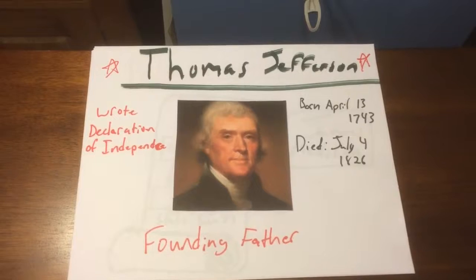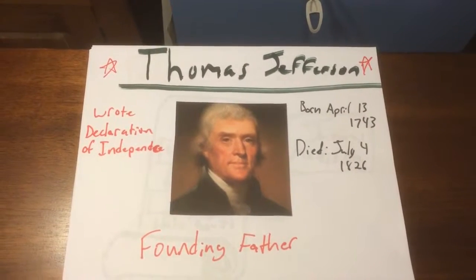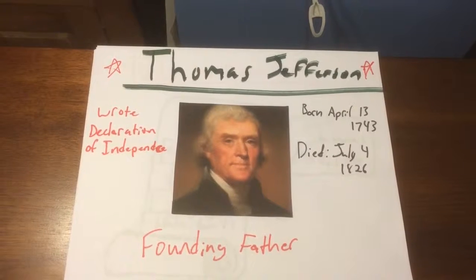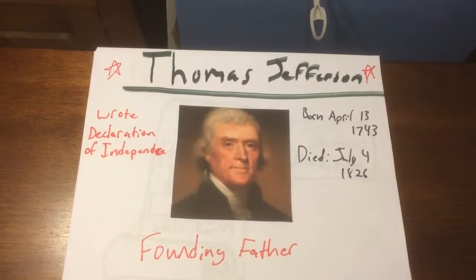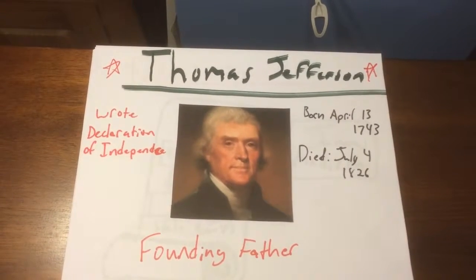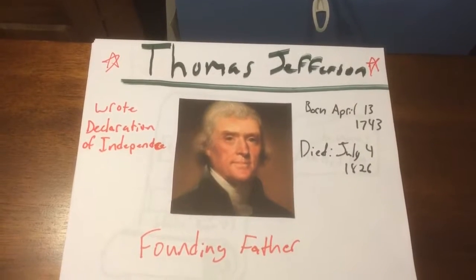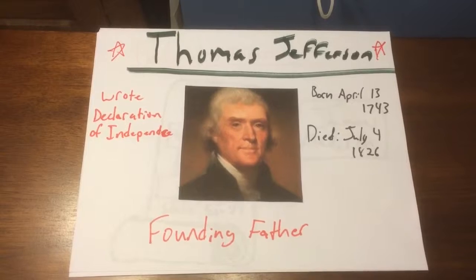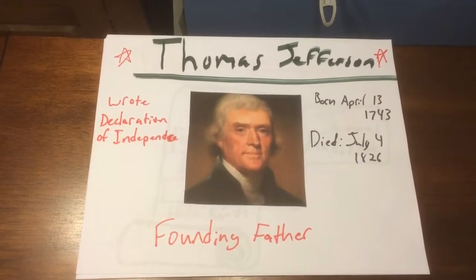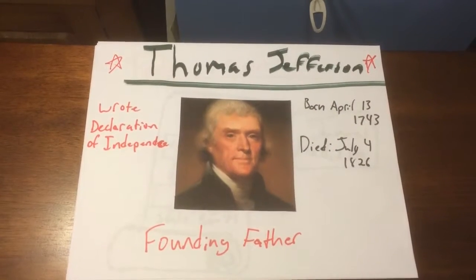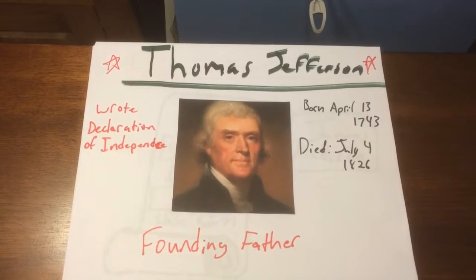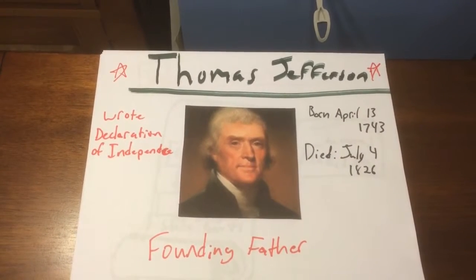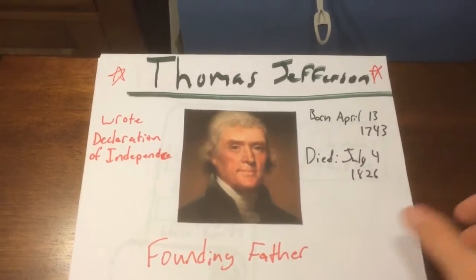Thomas Jefferson wrote the Declaration of Independence. He was a founding father, minister of France, and considered the king of the Age of Enlightenment. He was also considered a Renaissance man, which means he was very skilled in the maths and sciences and arts and stuff like that. He was also an architect, and he was part of the House of Burgesses. He was born April 13th, 1743, and died July 4th, 1826.